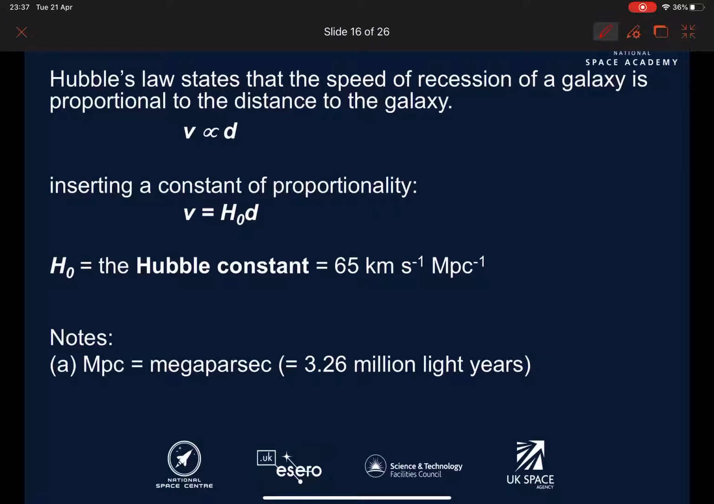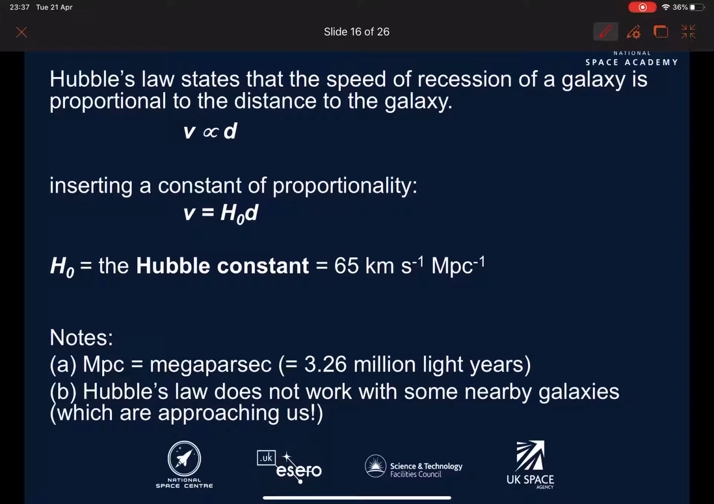Remember, a megaparsec can be converted using all the data you've got in your astrophysics section of the formula sheet or anything you can find online. It's about 3.26 million light years. Hubble's law does not work with some nearby galaxies which are approaching us, where we talked about the fact that some nearby ones may be approaching us. That may come up in a question where they're trying to catch you out, maybe, as to why you've not got the data you're expecting.